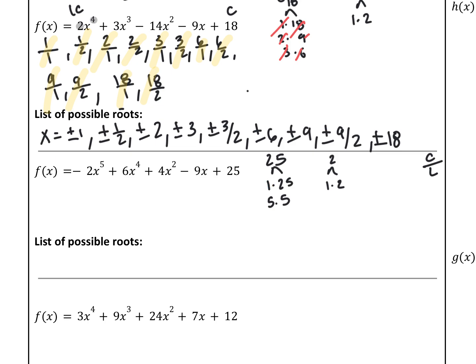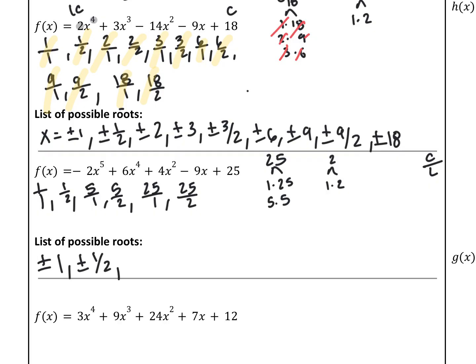Again, we do the constant on top, so we're going to start with the 1, on top of 1, and on top of 2. The 5 on top of 1, and on top of 2. I don't have to repeat the 5, so move on to the 25, on top of 1, and on top of 2. This is a quintic function because the exponent is 5, so it should have 5 in total. But my possible for now are plus and minus 1, plus and minus 1/2, plus and minus 5, plus and minus 5/2, plus and minus 25, and 25 over 2.